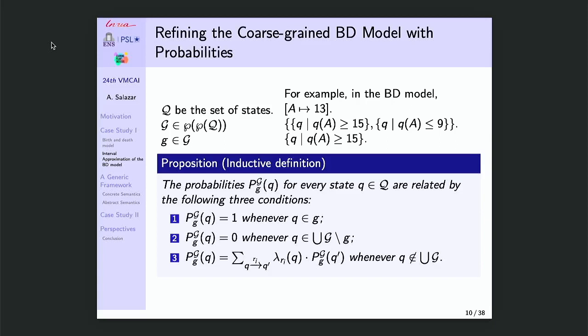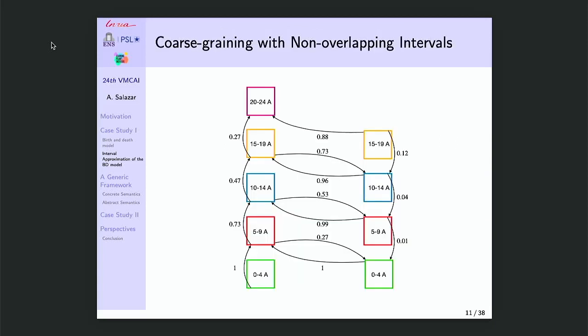Okay? However, for the birth and death model, we can obtain a closed form solution. If you are curious how we obtain this, look at the paper or come speak to me after. So what we do is, using a closed form version of this proposition, we can compute exactly the probability to reach a particular interval prior to the other. Okay?